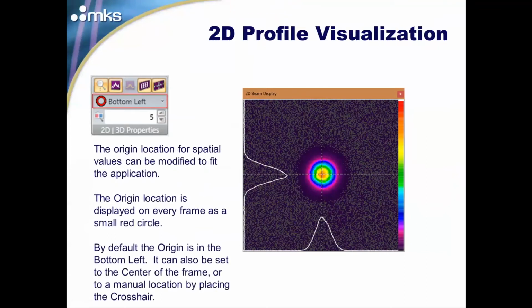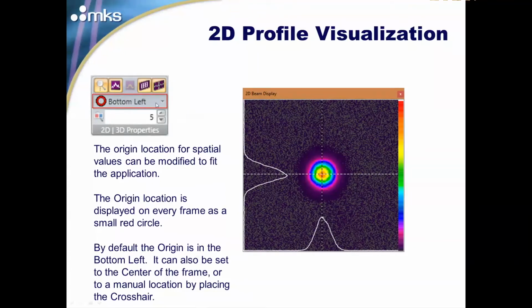Some applications require a different origin location than what's default in BeamGage. The default is bottom left. And that origin location is shown as a small red circle, same as the circle that's on the control, to give you a helpful clue there. And typically you'll see that down in the bottom corner. In this view, it's zoomed in a little bit so you don't quite see it, but it is just a red circle in the bottom left corner by default.